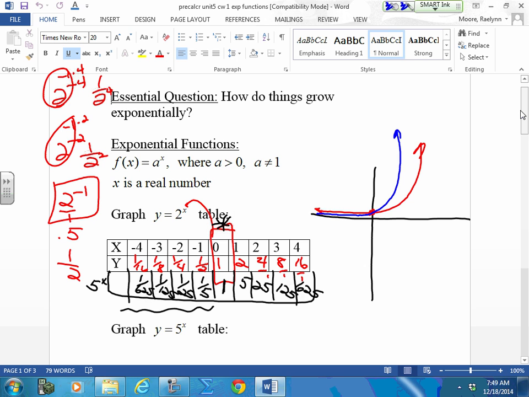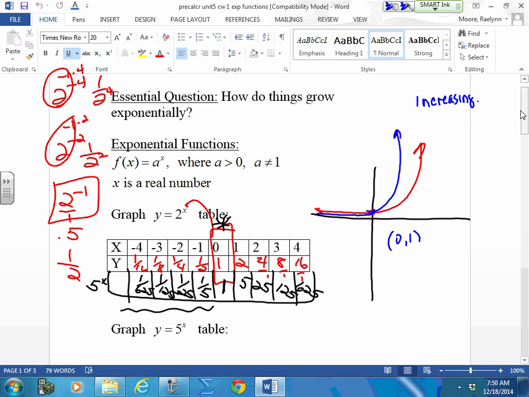Is this an increasing or a decreasing function? Increasing, right? Y is increasing. This is an increasing function. Look at your Y values. It's increasing as we go from left to right. A common point of intersection on your y-axis is the 0, 1, because anything to the 0 power is 1.